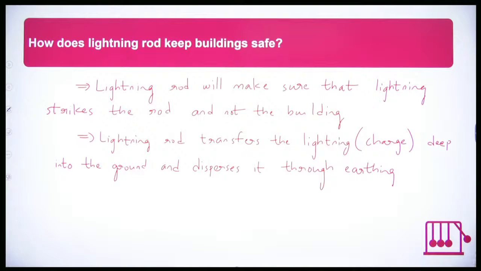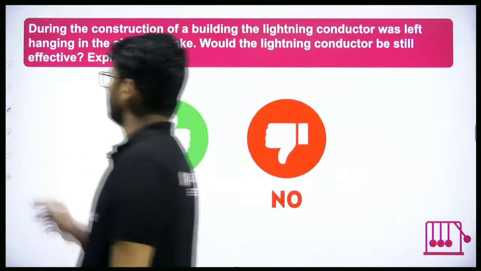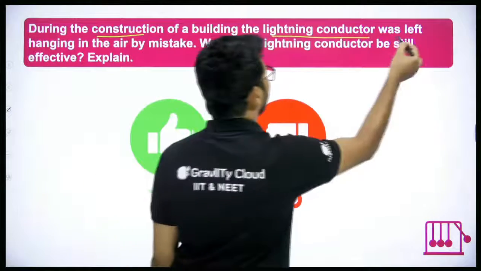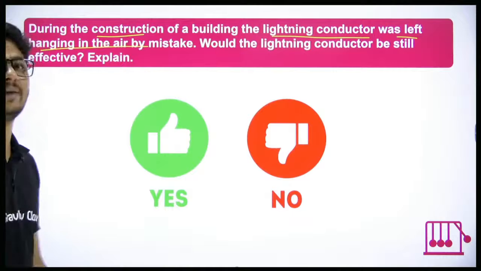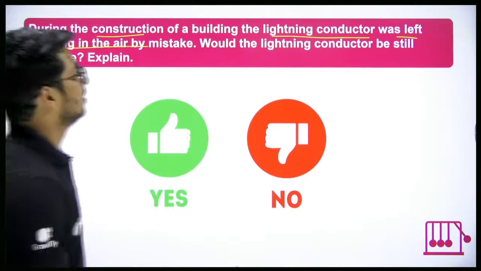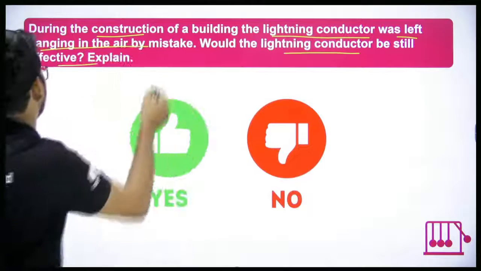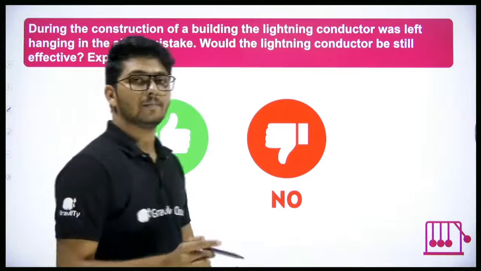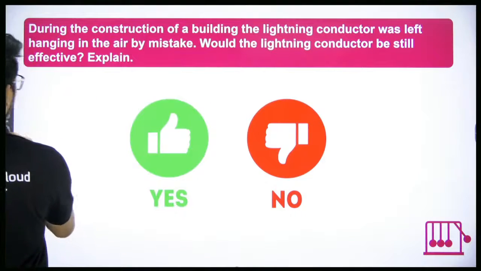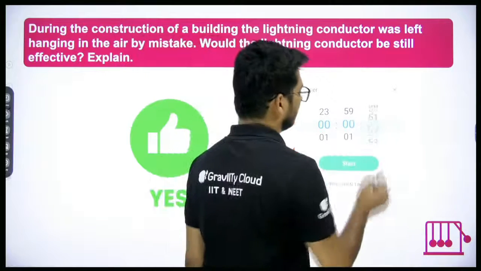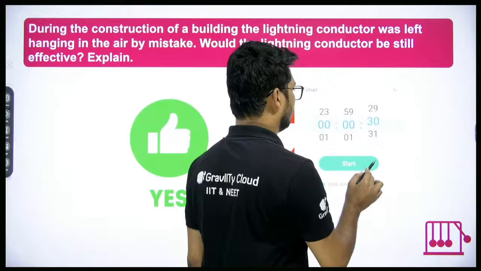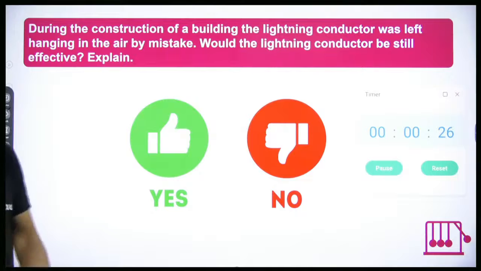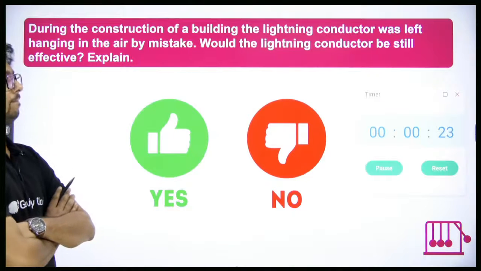Clear? Good. So another question. During the construction of a building, the lightning conductor was left hanging in the air by mistake. Would the lightning conductor still be effective? Explain. Read the question properly, understand that, and then say yes or no. I'll give you 30 seconds to read and understand the question. You can explain it, but first say yes or no. Would the lightning conductor still be effective? Yes or no? What do you think?